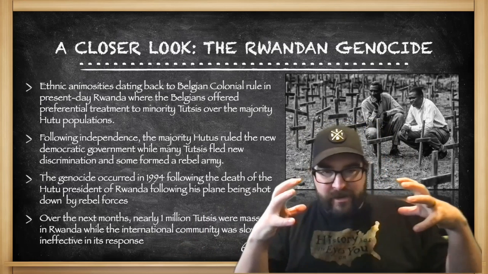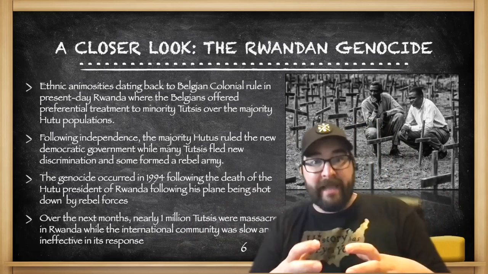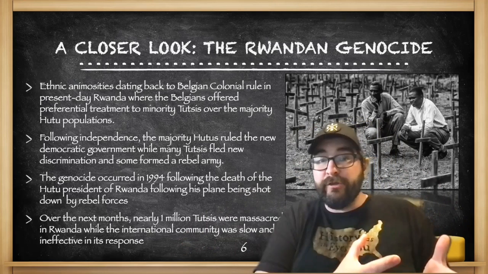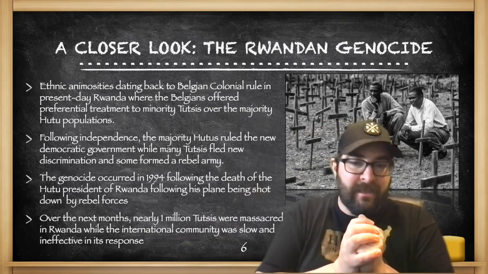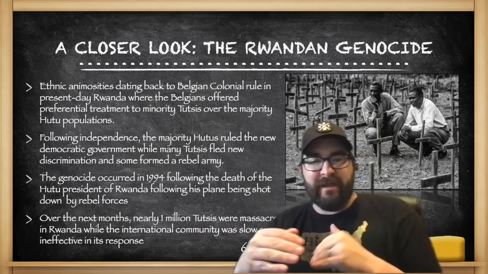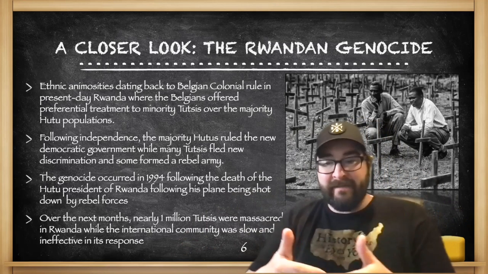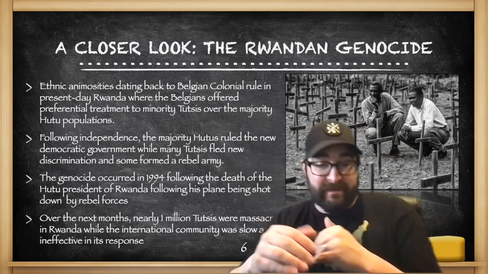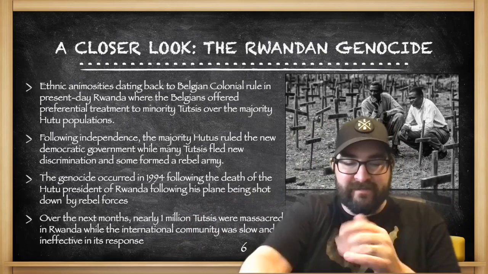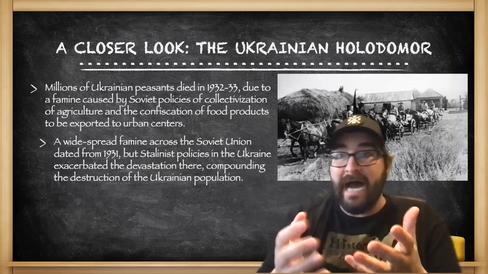This sheer speed of the violence in Rwanda, a few months with nearly 1 million dead, makes the Rwandan genocide stand as the most violent of these 20th century genocides, at least in terms of the time that it took place in.